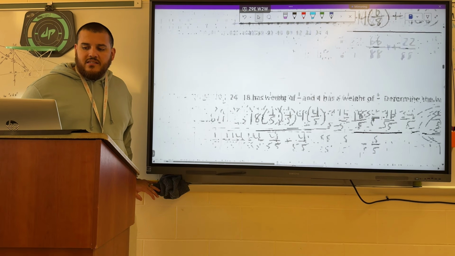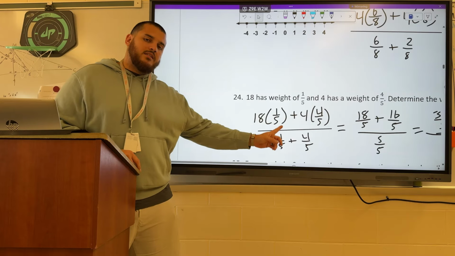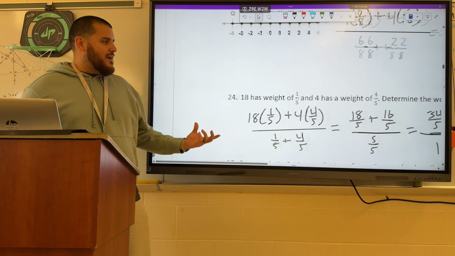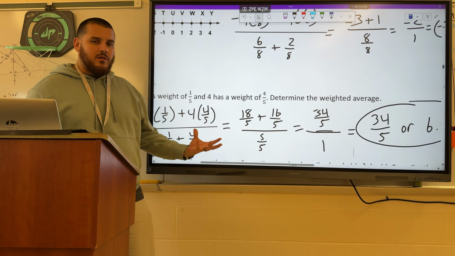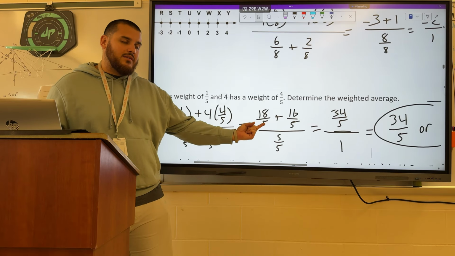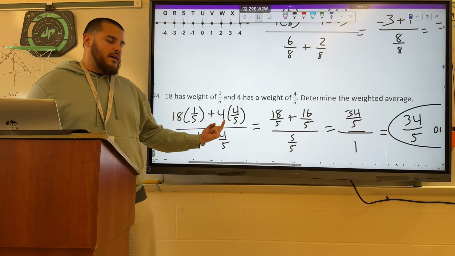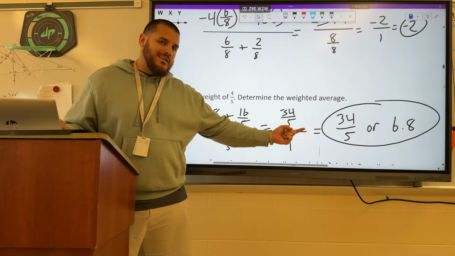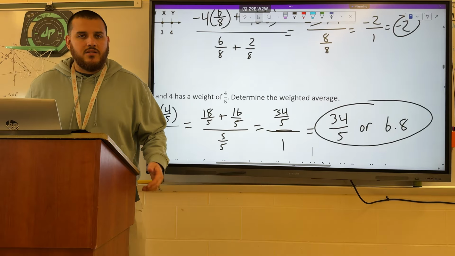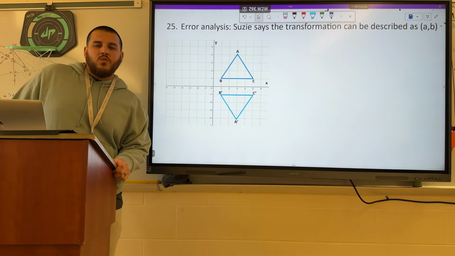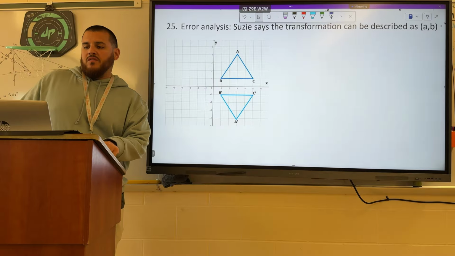Again, the key is that setup, taking a number, multiplying it by its weight. Again, we have that rare example where sometimes we're not going to get a whole number in the end, which is where it's going to be good to not divide that fraction's denominator until the end to get the most accurate answer. In example 25, we have some error analysis. These are my favorite types of problems.